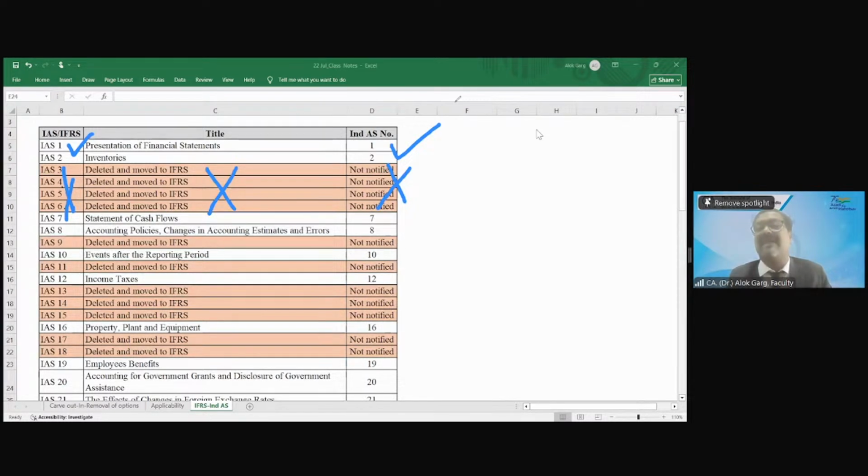Why? Because we have maintained the same series of standards. Is that clear? So don't be surprised. Don't write to the Board of Studies, dear ICAI, that Ind AS 3, 4, 5, 6 is missing. These are not missing. These have not been notified intentionally. Why? Because there is no IAS 3, 4, 5, 6. It used to exist earlier, but where did it go? It went to the IFRS title. Okay. Is that clear?